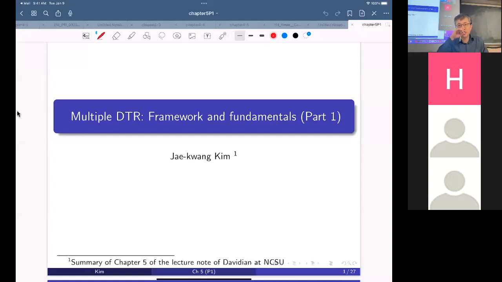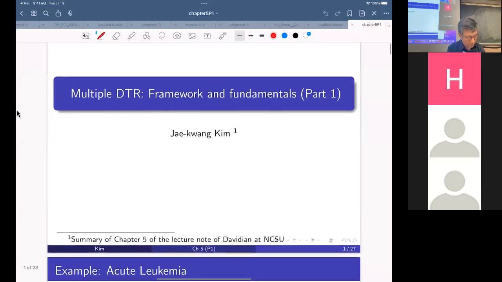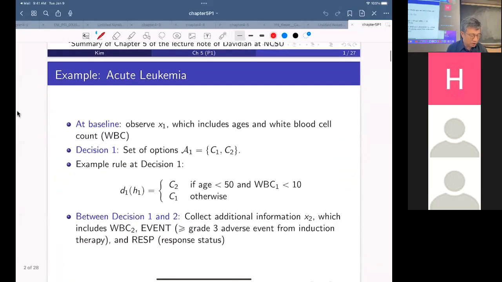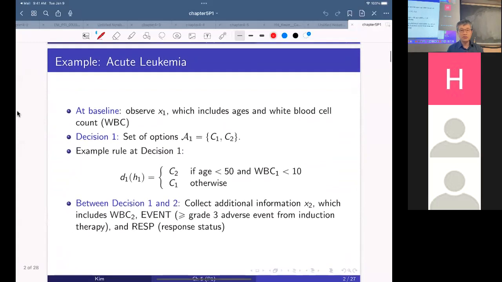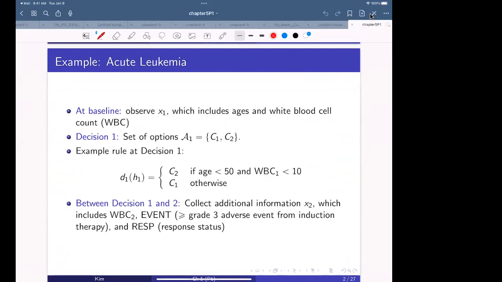Now we're going to move on to chapter 5, multiple DTR. I'm going to use this example to illustrate the idea. Acute leukemia. In the baseline, we observe X1, which includes age. This is a simple illustration, but hopefully that will give some idea.